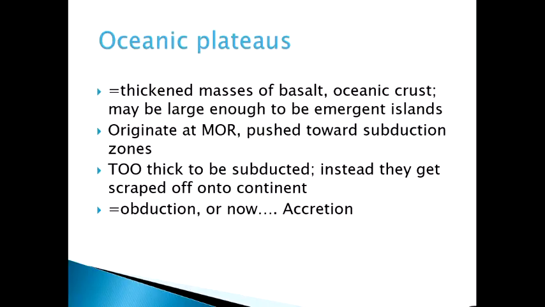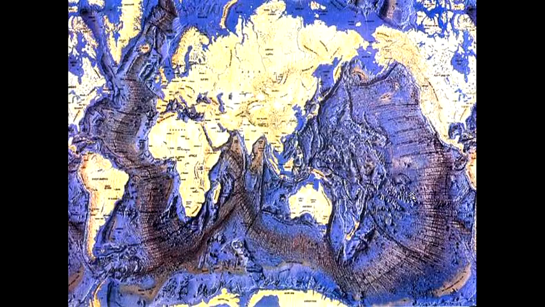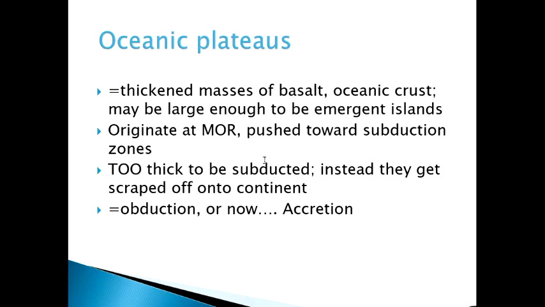There are a lot of other things in the oceans besides these mid-ocean ridges. Look at the other side of the Pacific. All these little sort of mountainous type areas, collectively they are called oceanic plateaus, and some of them are so thick that they will not get subducted. They will not just get flushed down the subduction zone like the rest of that oceanic crust. Instead, they get scraped off.